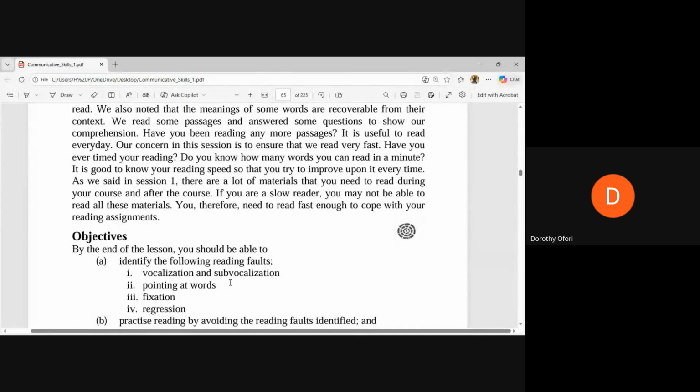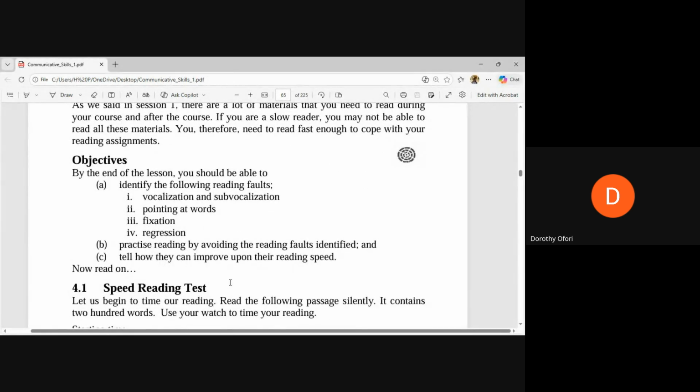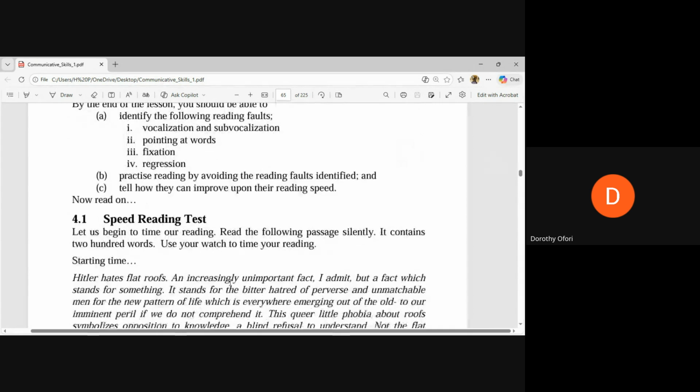Now, this whole section, we are looking at some reading faults, some faults that occur when we read. There is vocalization and sub-vocalization. We look at pointing of words, fixation, and then regression. Then we will also practice reading by avoiding these reading faults that we will discuss, and how we can improve upon our speed reading. So this is what the section is about.